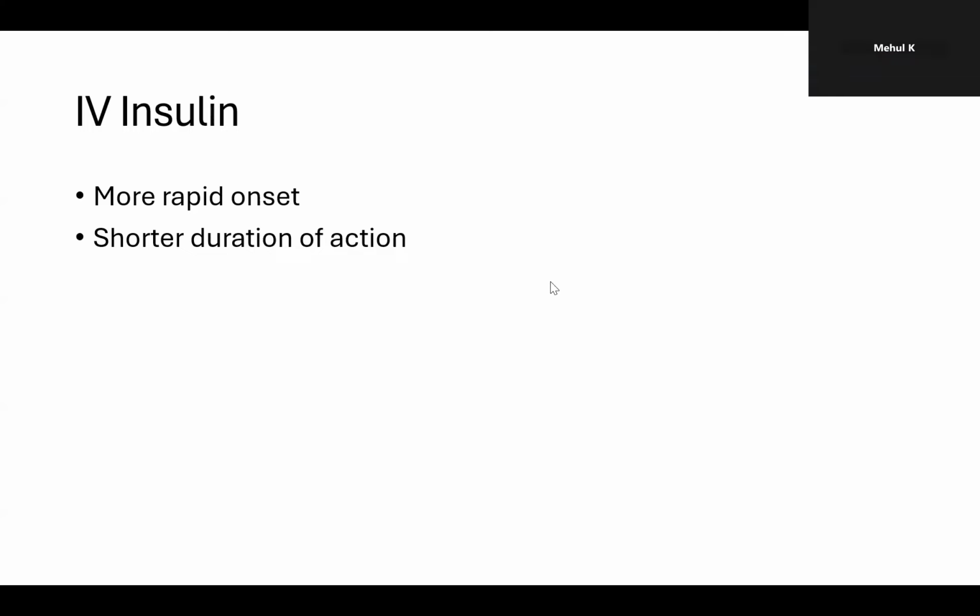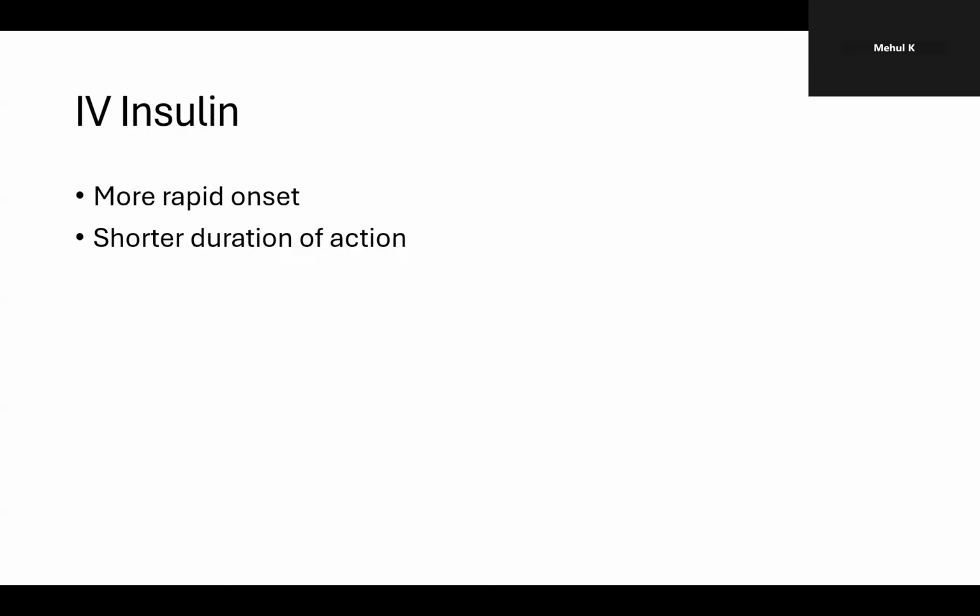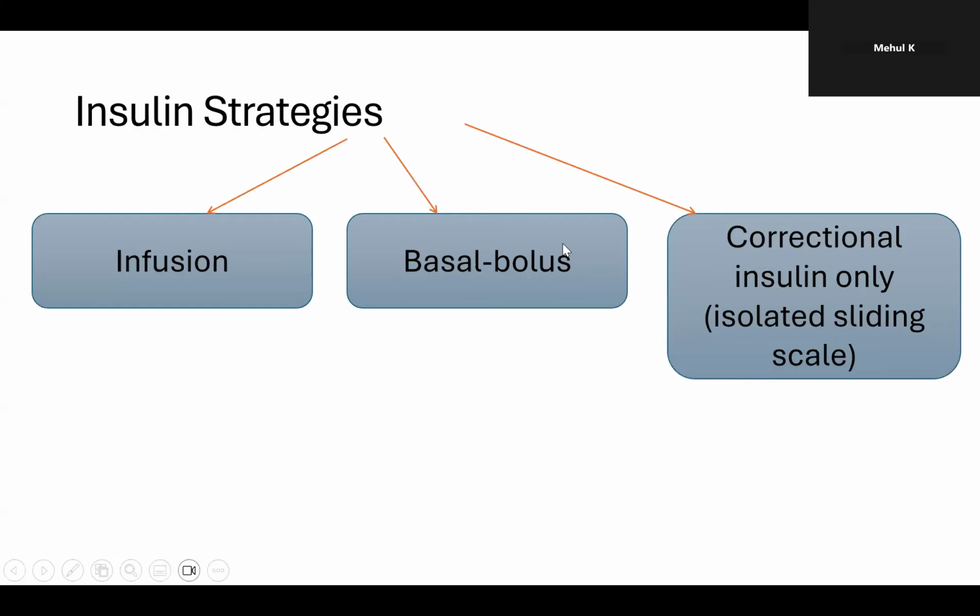And again, this is why we don't give IV boluses to actually control insulin levels. Now, coming to strategies of giving insulin in patients. You can have an insulin infusion strategy, a basal bolus strategy, or a correctional insulin only strategy. That is an isolated sliding scale strategy. So basically, these are the three options that you have.